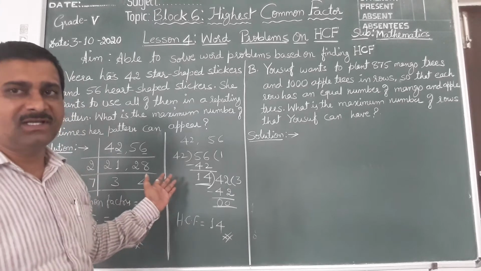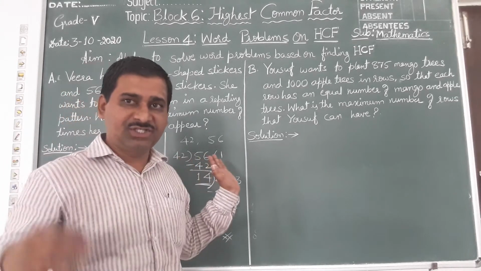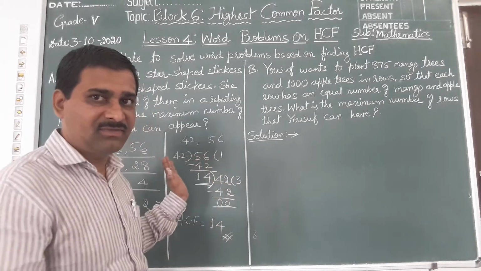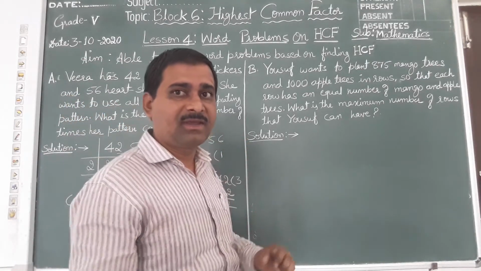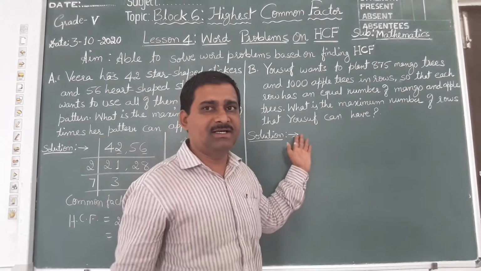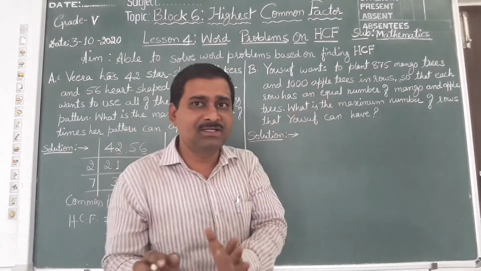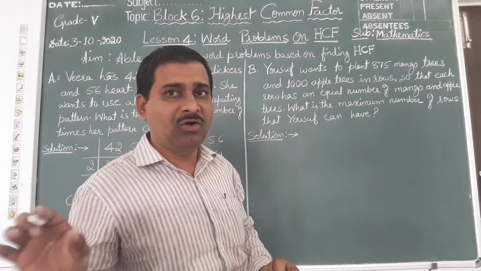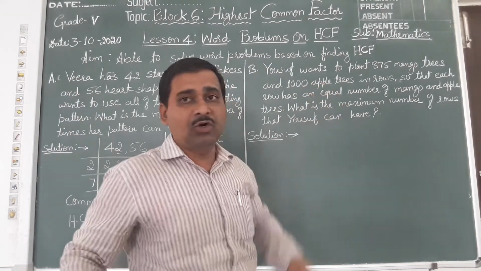Any one of these you select, and you should do it like this in the worksheet and in the practice questions of lesson number 4, for the different types of word problems. Right? Let us see this, children, quickly. Yusuf wants to plant 875 mango trees and 1000 apple trees in a row.